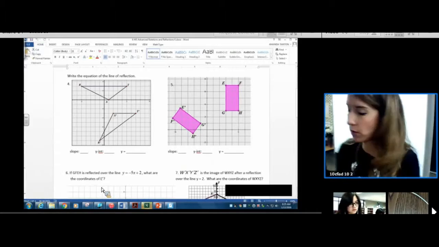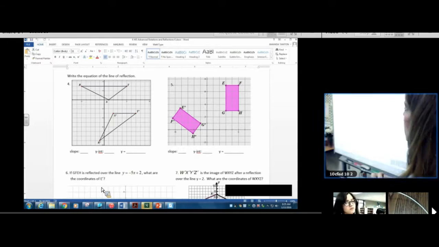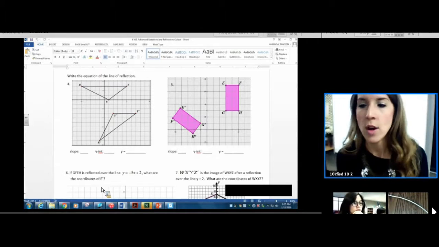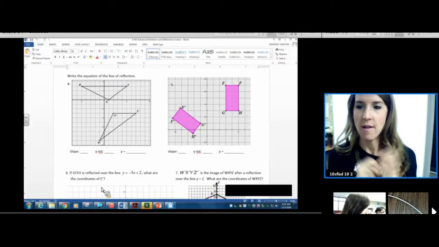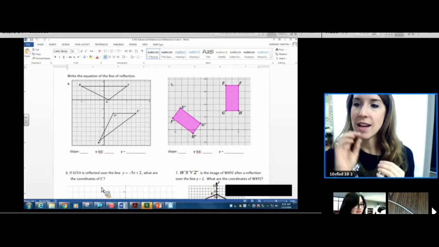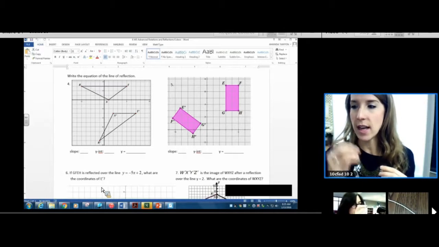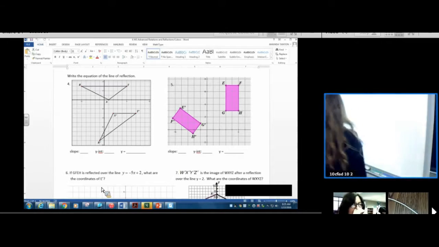Advanced reflection and rotations homework, and we're starting with number 4. Write the equation of the line of reflection. Remember, we learned 4 different ways to do that yesterday. But all of the ways begin with connecting T to T prime, S to S prime. You don't need to connect all 3 of them. At least 2 of them will do.